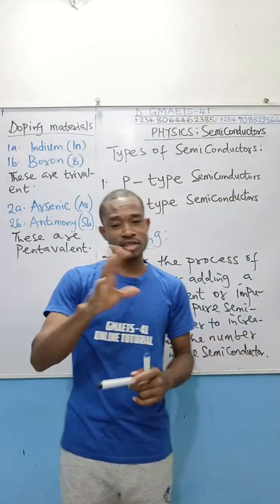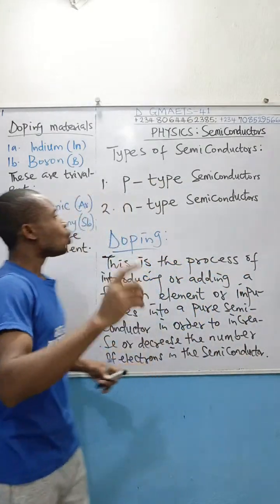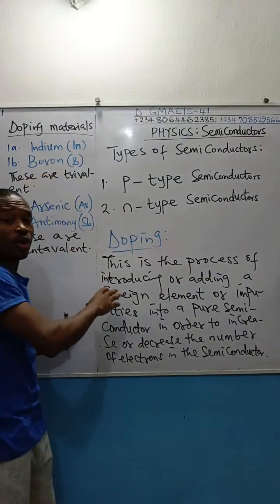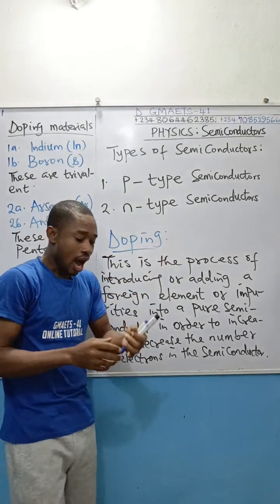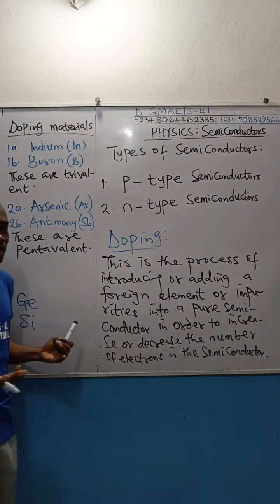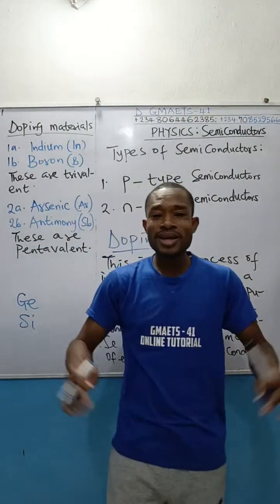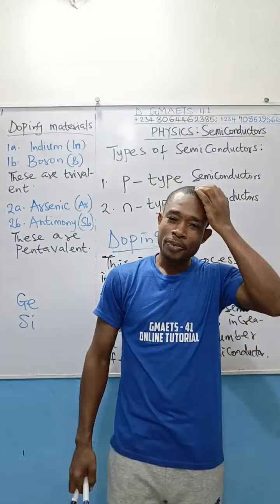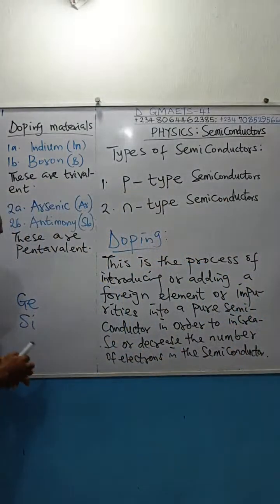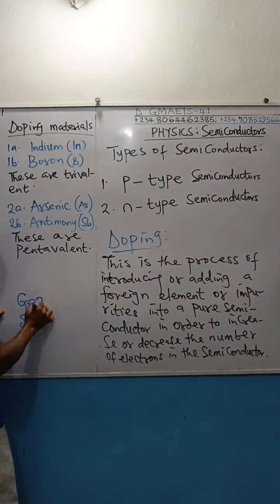And the trick is as simple as this. We want to compare these doping materials with our semiconductors. Our pure semiconductors are germanium, Ge, and silicon. In their normal state, they are pure because the number of electrons and protons are the same. These guys are tetravalent.